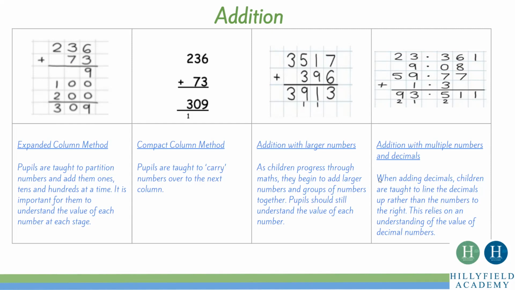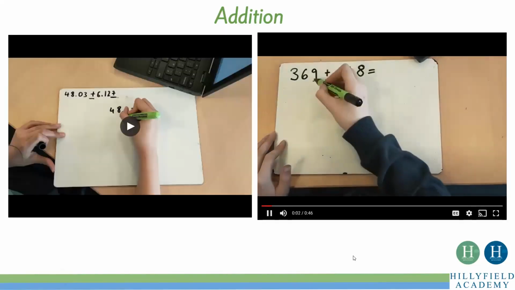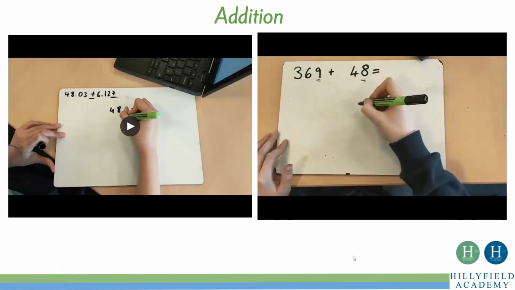And similarly with decimals, they line them up. So let's take a look at some examples of this. Now I'm going to line it up, 9 and the 8.